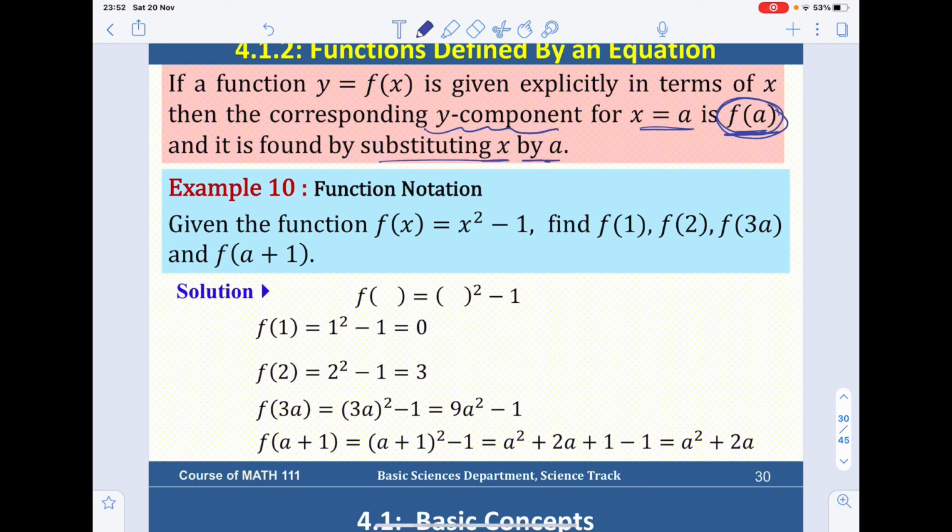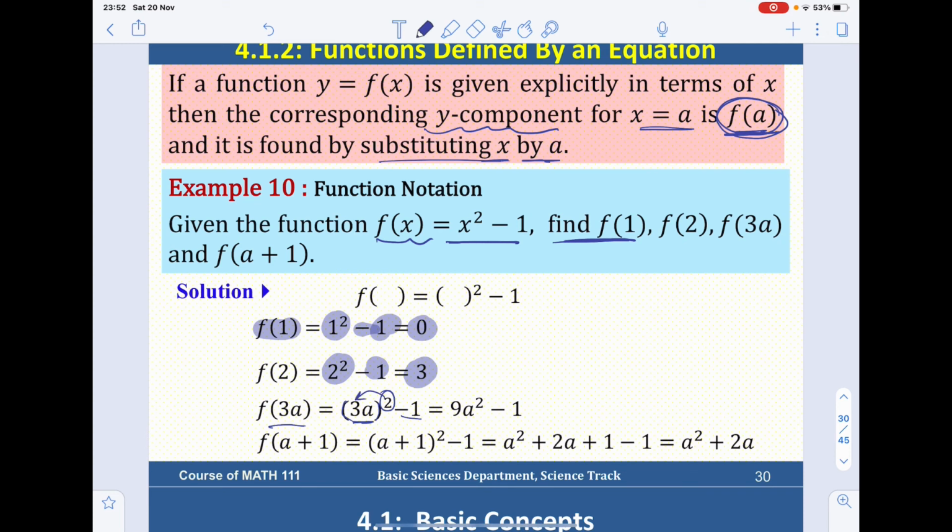So for example, here we have f of x equal x squared minus 1, and the question asks us to find out f of 1. What is f of 1? f of 1 is 1 squared minus 1, which equals 1 minus 1 equals 0. And f of 2 is 2 squared minus 1, which equals 3. Okay, now f of 3a, so we're going to replace x with 3a, so (3a) squared minus 1.